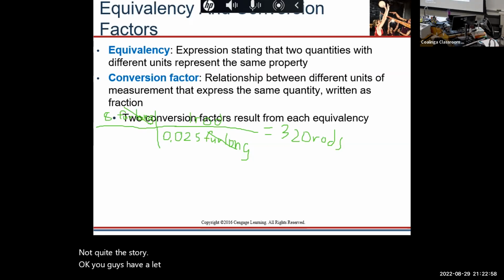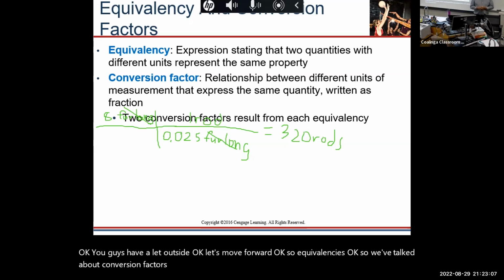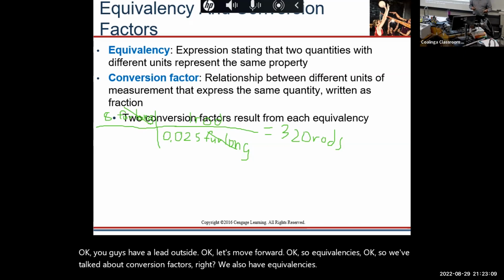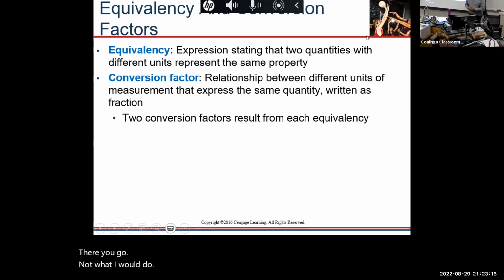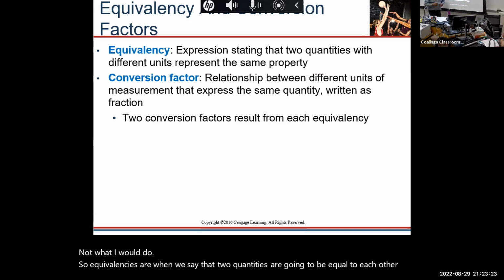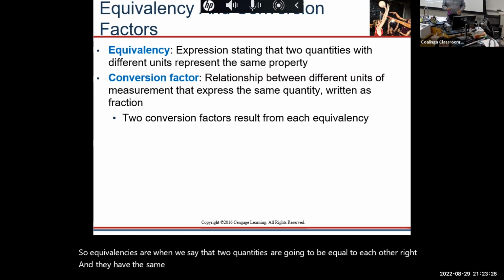Okay, let's move forward. So equivalencies. We've talked about conversion factors, right? We also have equivalencies. Equivalencies are when we say that two quantities are equal to each other, and they have the same similar properties.